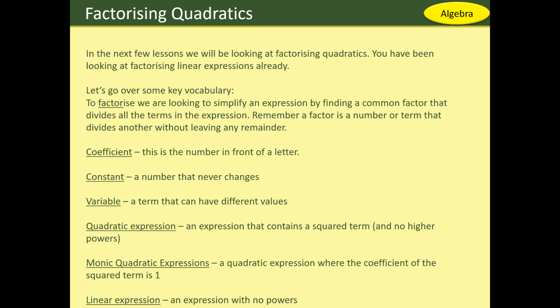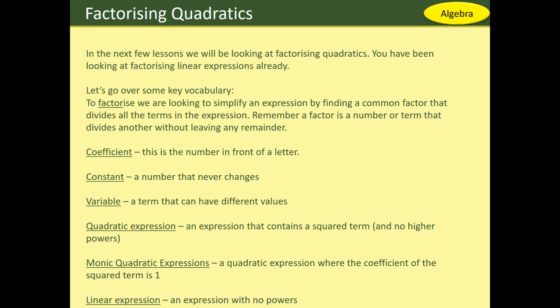We've then got some key terms to help us with referencing and talking about quadratics. So the word coefficient, that's the number in front of a letter. It tells you how many lots of the variable that you have. So in something like 3a, the coefficient of a would be 3. In the expression 7b squared, the coefficient of b squared would be 7.